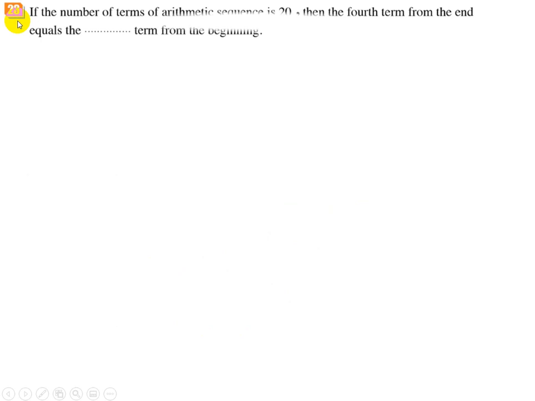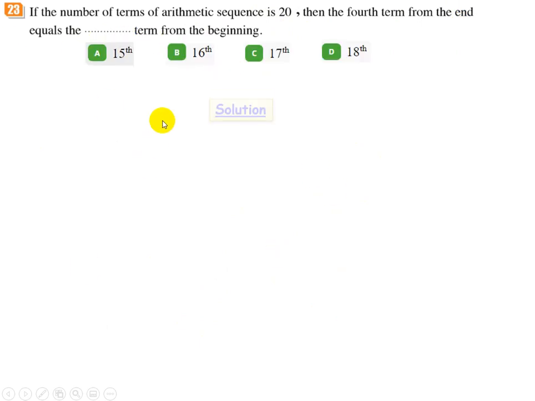Number 23. If the number of terms of the arithmetic sequence is 20, then the fourth term from the end equals what term from the beginning? The number of terms of this sequence is 20. The fourth term from the end. So the fourth term from the end equals 20 minus 4 plus 1, which means the 17th term.